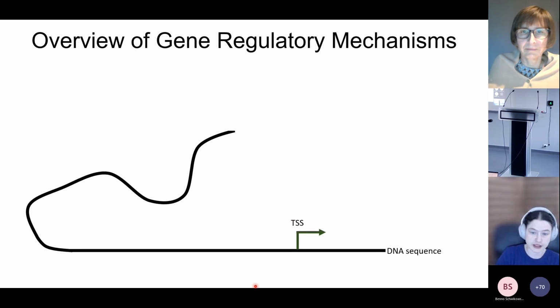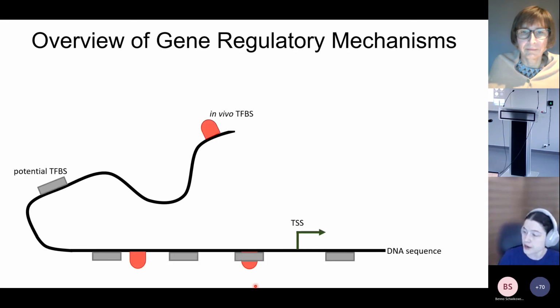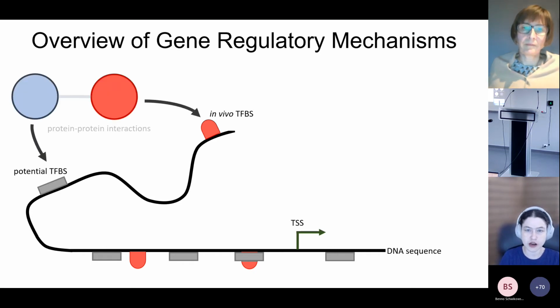So how does gene regulation work? Well, there are many different mechanisms that contribute to gene regulation. The primary one that people often think about is transcription factor binding. And there are two main ways that we can measure transcription factor binding sites. One is through in vivo methods, such as ChIP sequencing, ChIP data, where we can find the actual locations where transcription factors bind in the genome. The other is more computational, where we can do something like a transcription factor motif scan along the DNA sequence to find potential transcription factor binding sites, where the DNA sequence matches basically the DNA binding domain of the transcription factor.